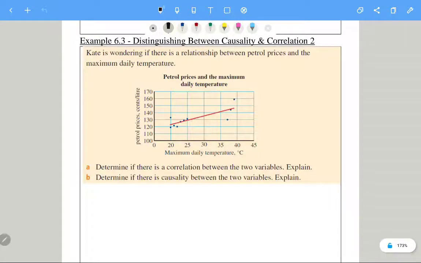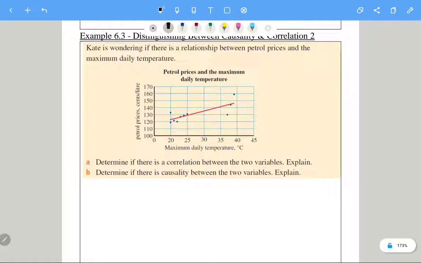It looks like there's some correlation. It's probably not a strong correlation. It looks probably more like a moderate positive linear relationship. But it's not as clear-cut as the other one. The real question is, is there any causality between these relationships? Yeah, it seems as the maximum daily temperature goes up, petrol prices will go up. But the question is, is there actually causality?